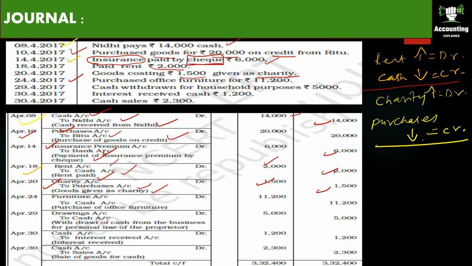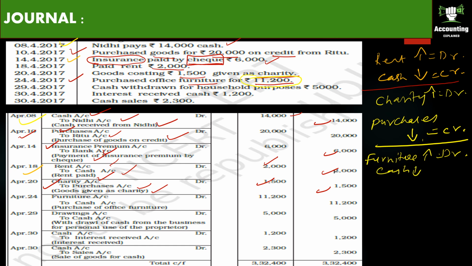24/4/2017, purchased office furniture for 11,200. Office furniture is an asset. Asset is a thing which you are going to use for a very long period. Within 1 year means it becomes your expense. More than 1 year if you are going to use something, it is called as an asset. So furniture is an asset. Asset increases, so it has to be debited, and they have not mentioned anything, so we assume we have bought it for cash.